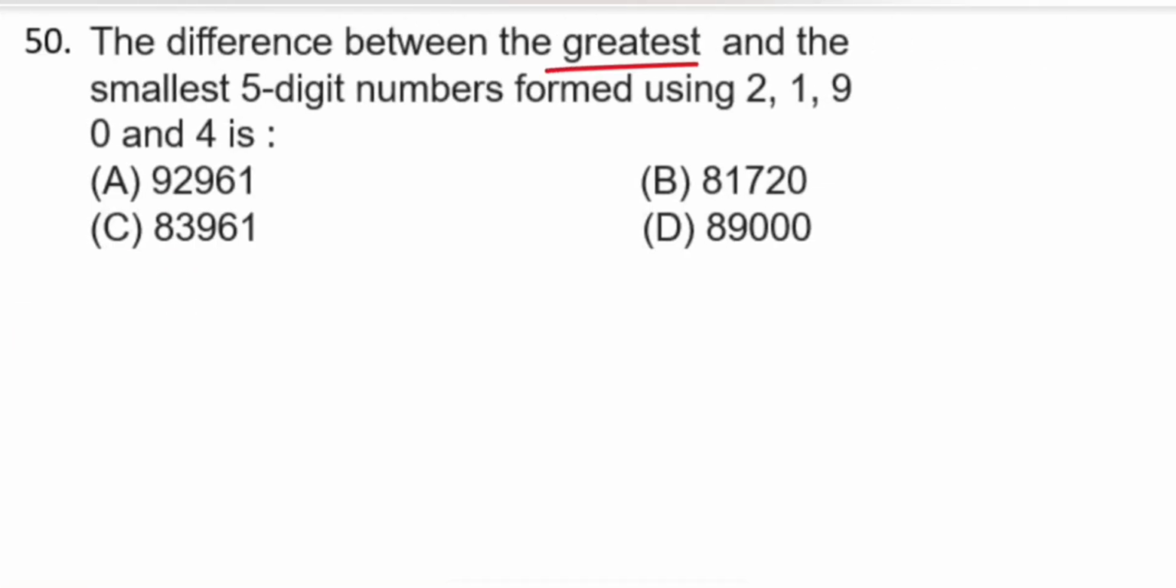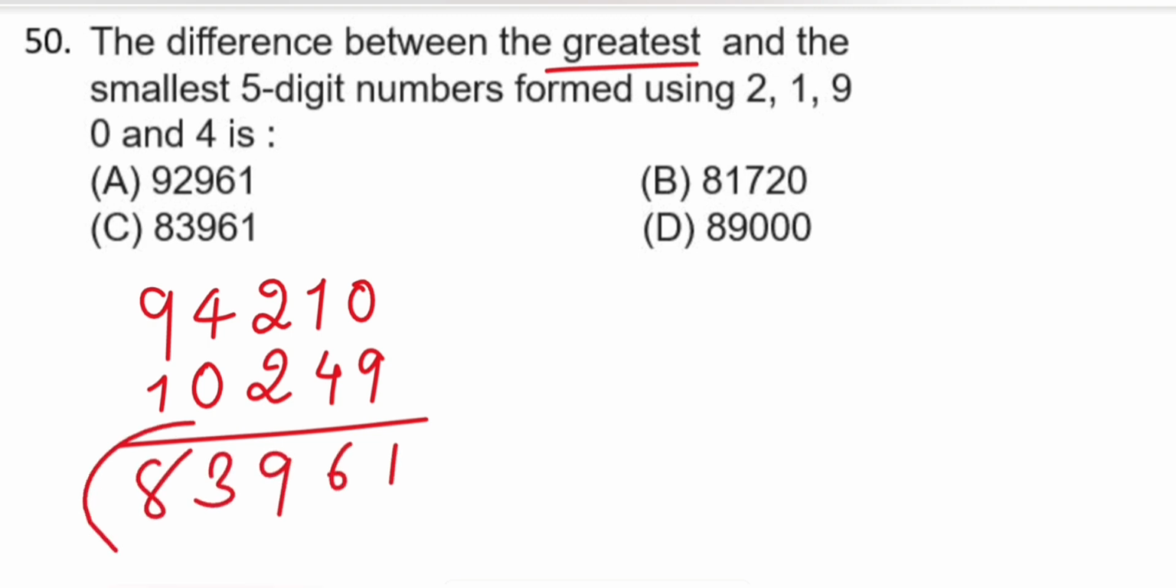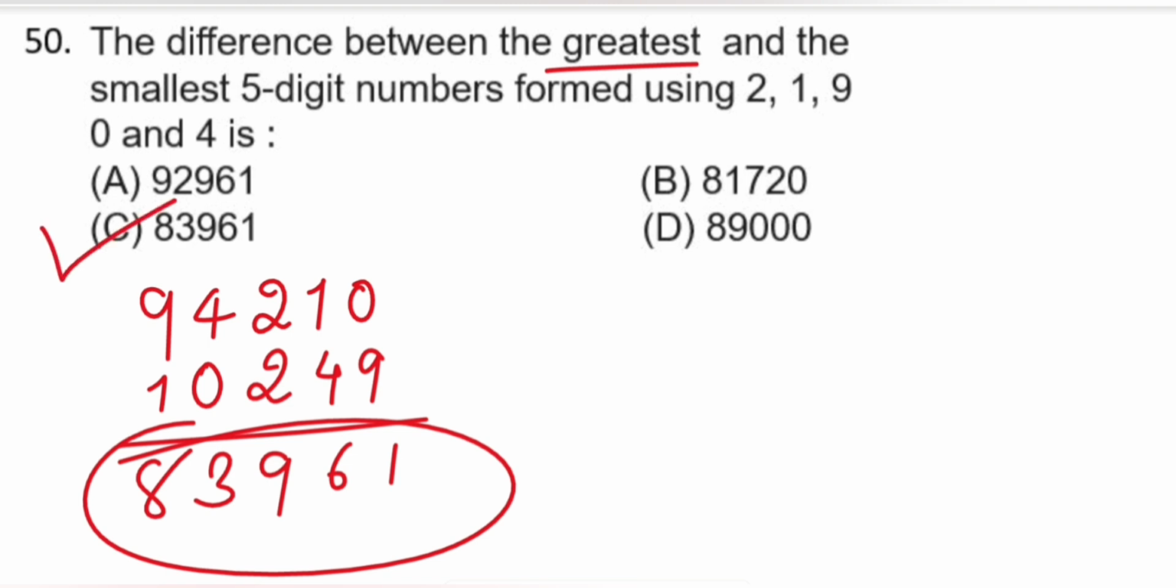Here in this question we have to find out the difference between the greatest and the smallest 5 digit numbers using digits 2, 1, 9, 0 and 4. So here the first one is the greatest, the second number is the smallest. So the difference is 83961. So let us move to the next question.